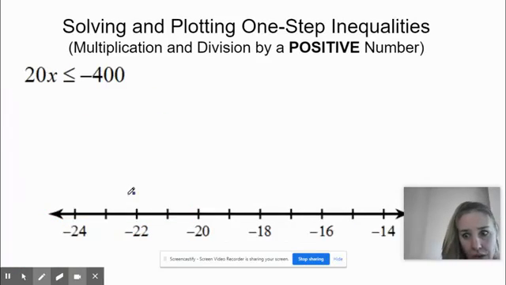All right. So for this problem, we would just divide by 20 on both sides.